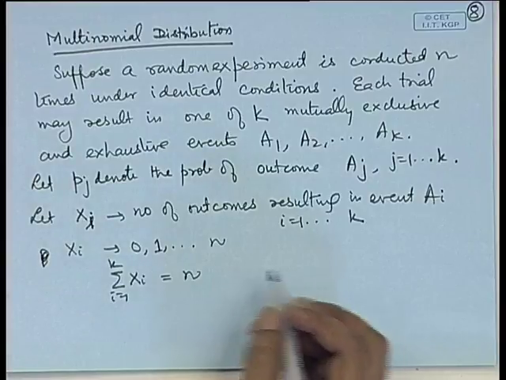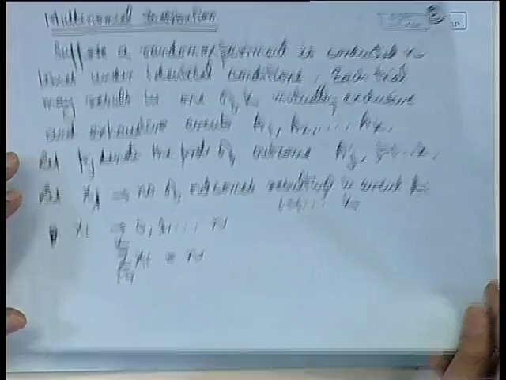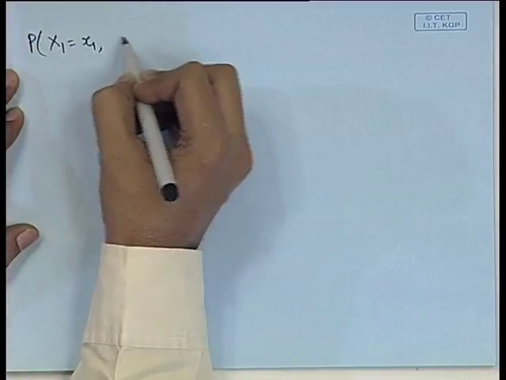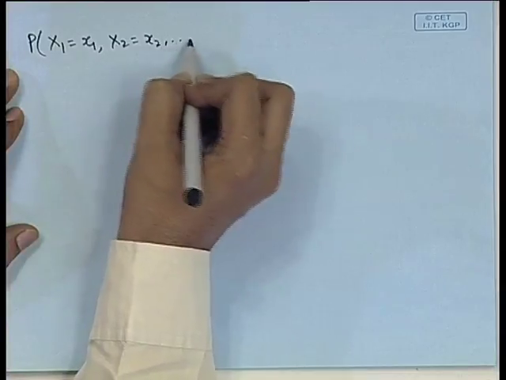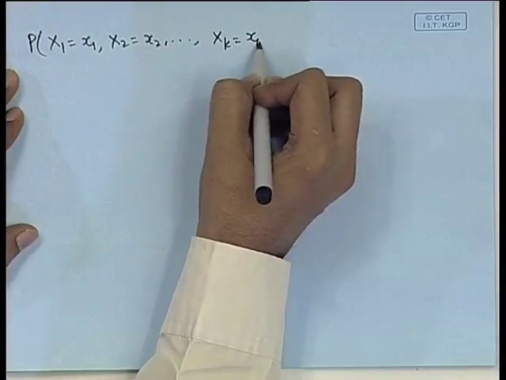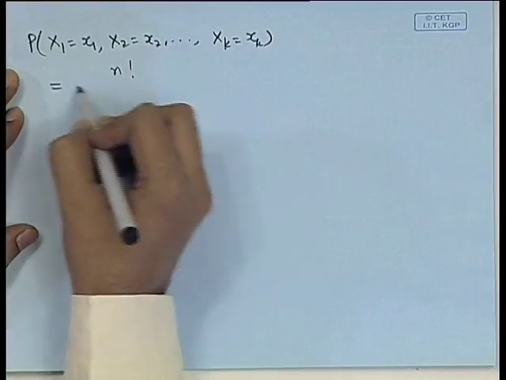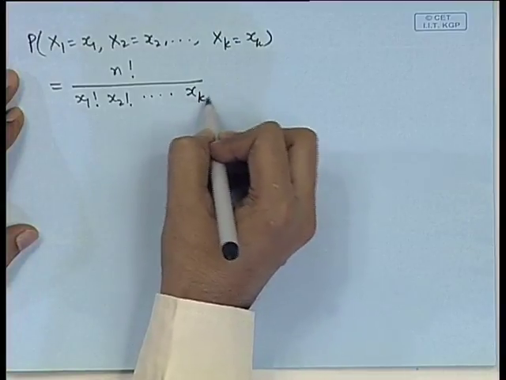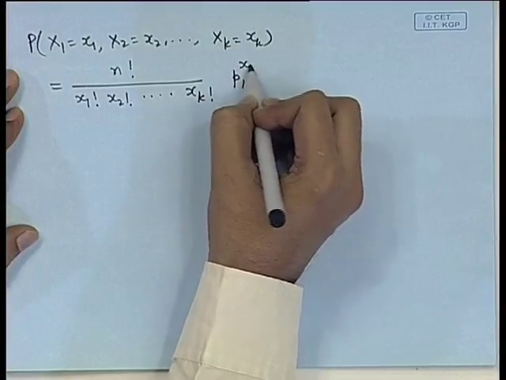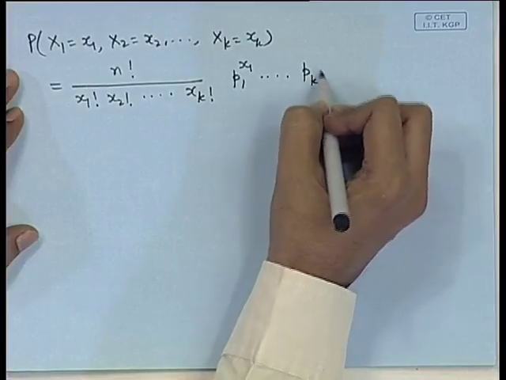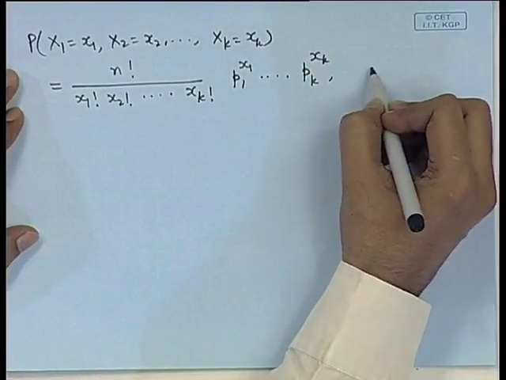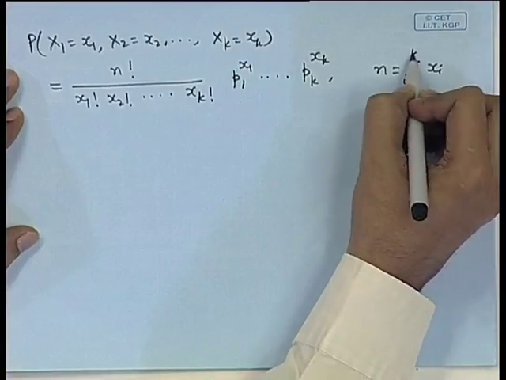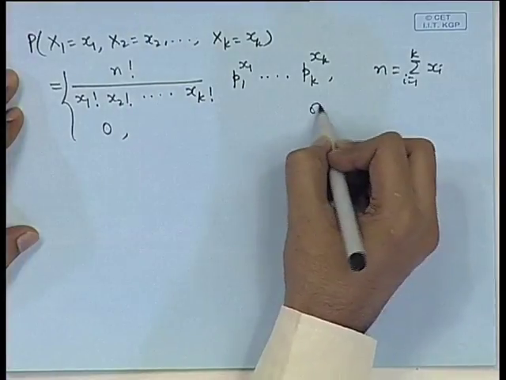So, if we write down the probability of x 1 equal to small x 1, x 2 equal to small x 2, x k equal to small x k, then this is equal to n factorial divided by x 1 factorial, x 2 factorial and so on x k factorial, p 1 to the power x 1, p 2 to the power x 2, p k to the power x k, where n is equal to sigma x i, i equal to 1 to k; it is equal to 0 otherwise.